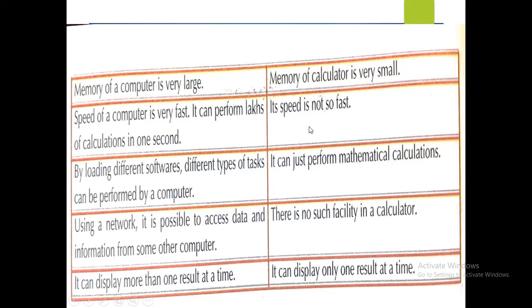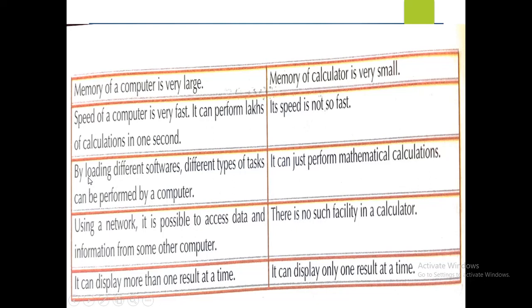Now, the memory of a computer is very large. The memory of a calculator is very small. You have studied in the characteristics itself that the storage capacity of a computer is very large, but the memory of a calculator is very small. Then the speed of a computer is very fast. It can perform lakhs of calculations in 1 second, but the speed of a calculator is not so fast.